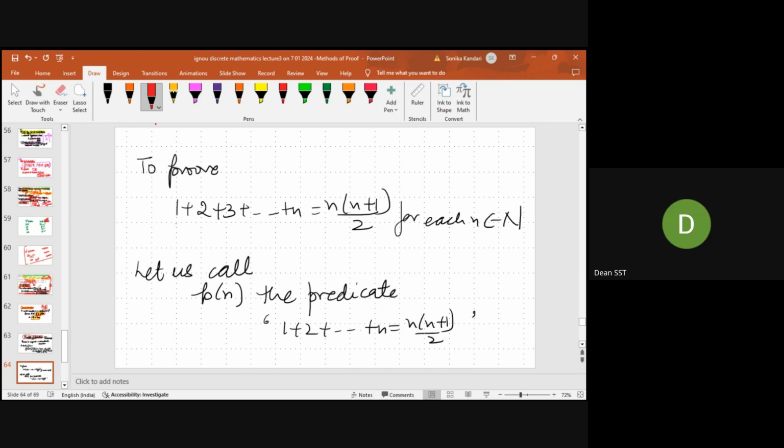Suppose you have n natural numbers. Okay. 1, 2, 3, 4, up to n. And their sum is equal to n into n plus 1 by 2. And you have natural numbers from 1 to n. Here we can represent them as small n belonging to capital N. Capital N is a set of natural numbers.